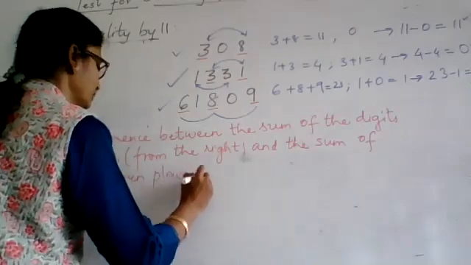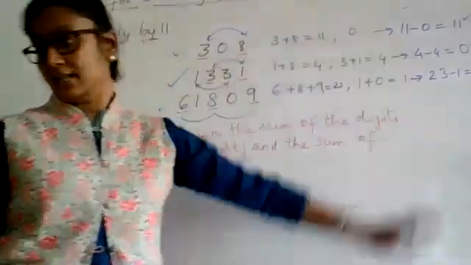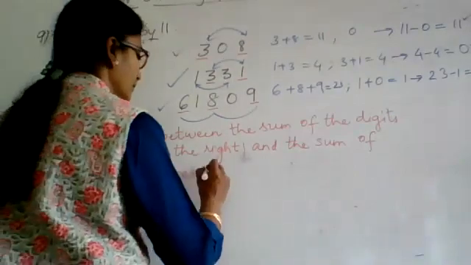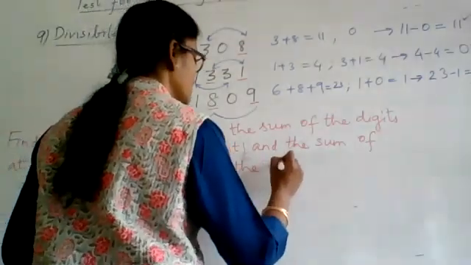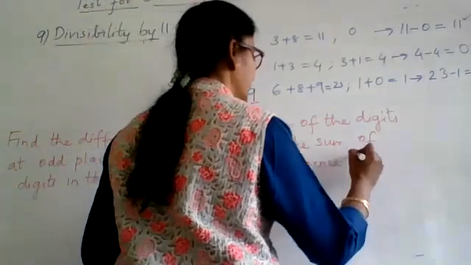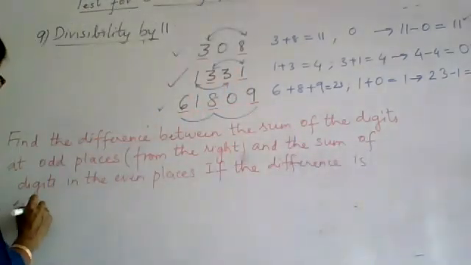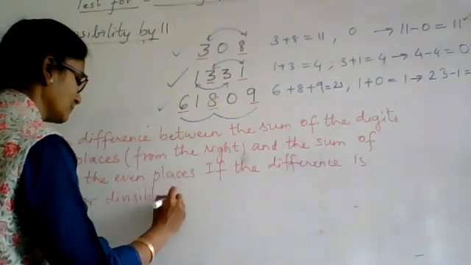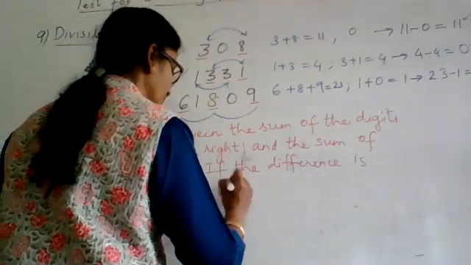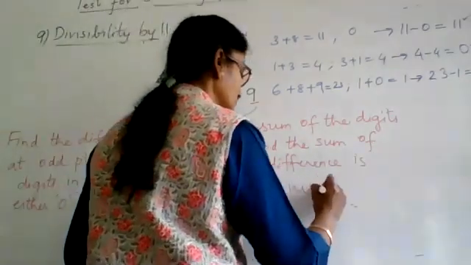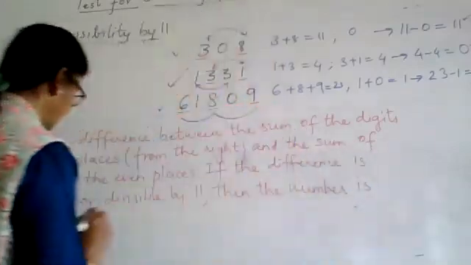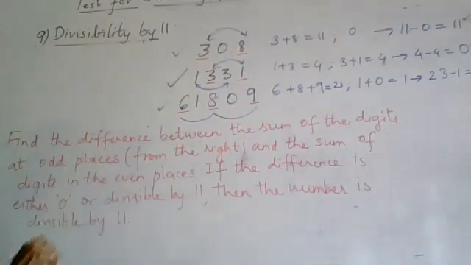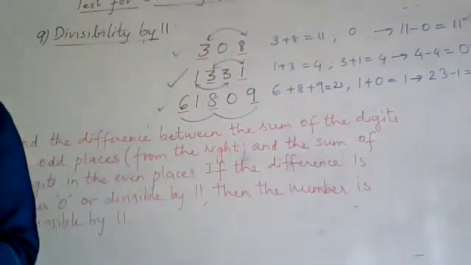You should find the two sums first. Once the sum is obtained, then what you have to do? If the difference is either 0 or divisible by 11, then the number is divisible by 11. So this is the divisibility test for 11. I hope you can understand this.